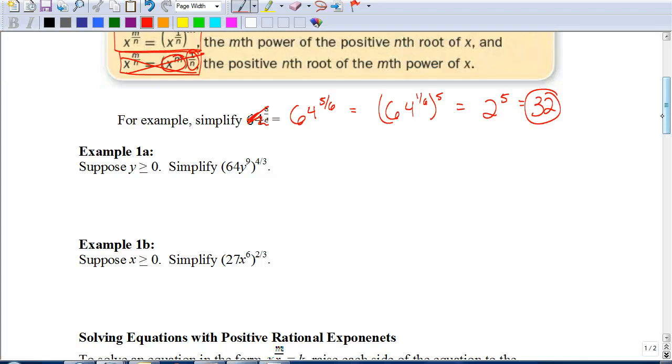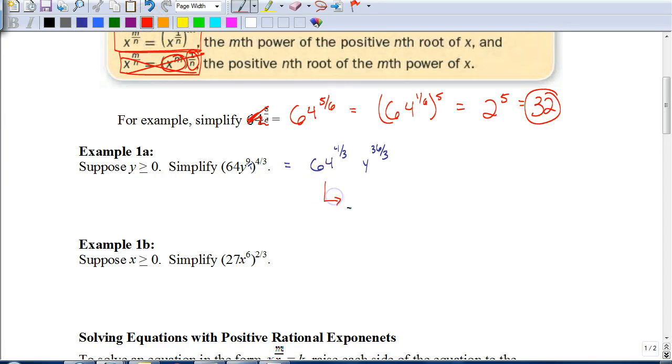We have 64 y to the 9th being raised to the 4/3 power. So what we're going to do here is simplify this by applying this 4/3 to everything in parentheses. So it's going to be 64 to the 4/3 power times y to the... now we're going to multiply these. 9 is the same as 9 over 1. So when I multiply these, 9 times 4 is 36. 1 times 3 is 3. So this is the same as 36 thirds. We'll simplify, and we'll come back to that part in a second. But let's start with the 64.